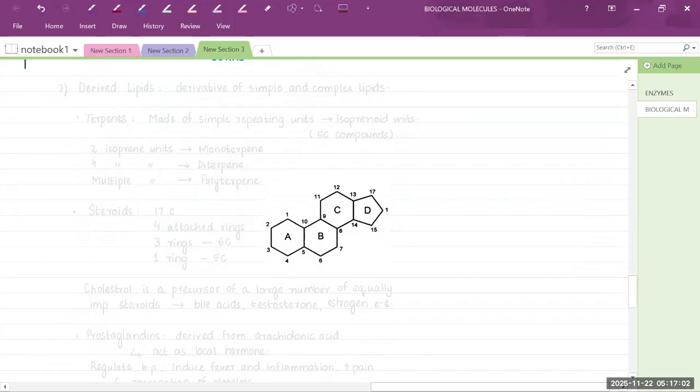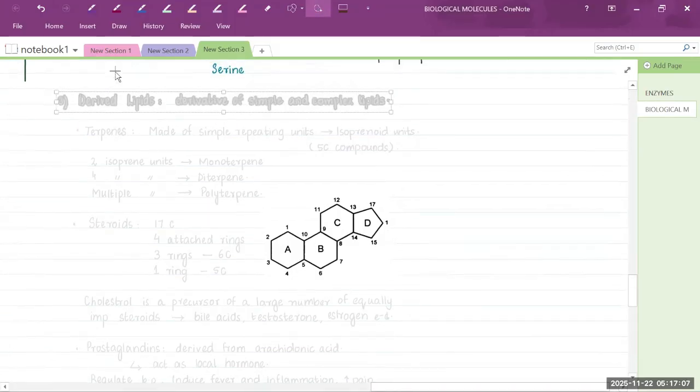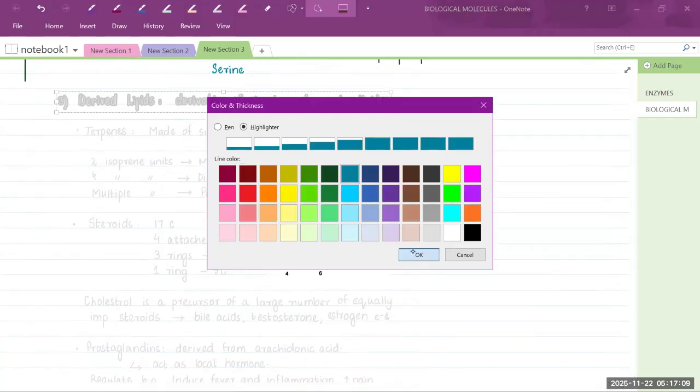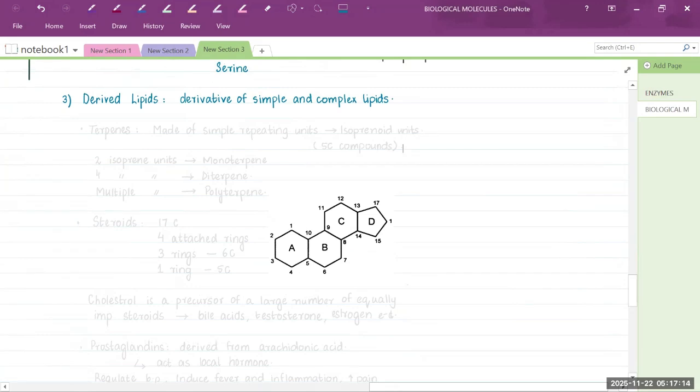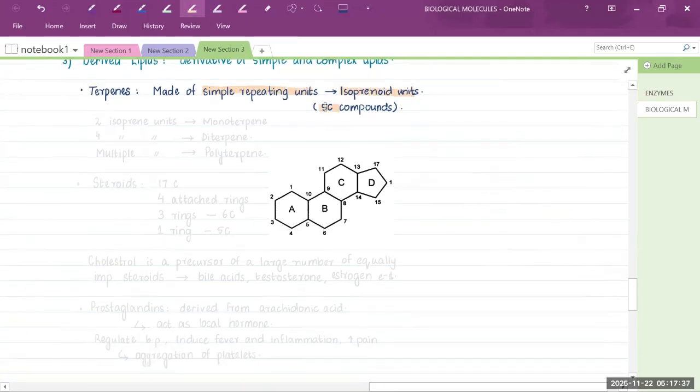Moving on to derived lipids. What are derived lipids, and where are they derived from? They're derived from simple and complex lipids. Derived lipids include terpenes. What are terpenes? They are made up of simple repeating units and can be categorized as polymers as well. Terpenes are the reason we can say that lipids are polymers. What are those repeating units? They are known as isoprenoid units, and they are usually 5-carbon compounds.